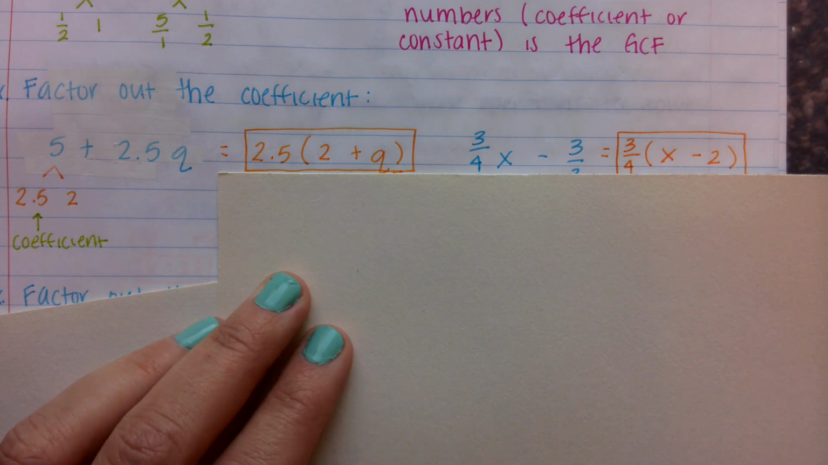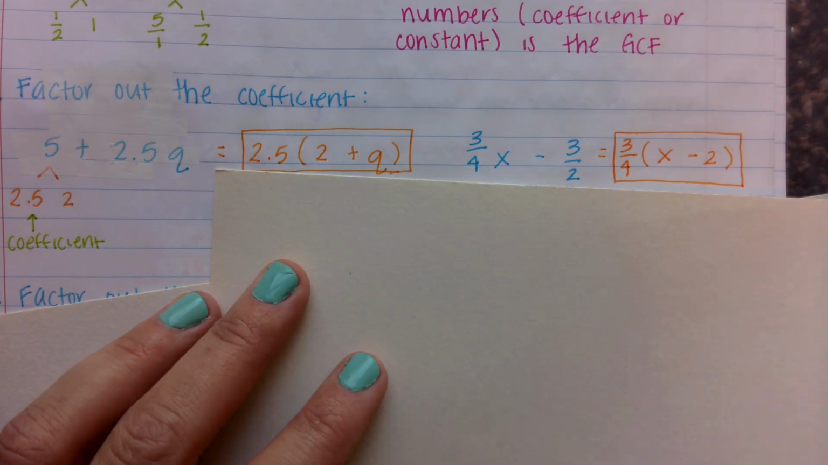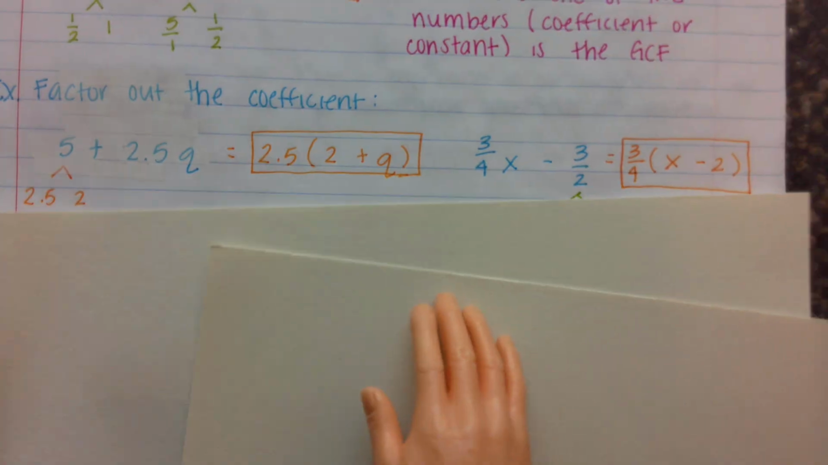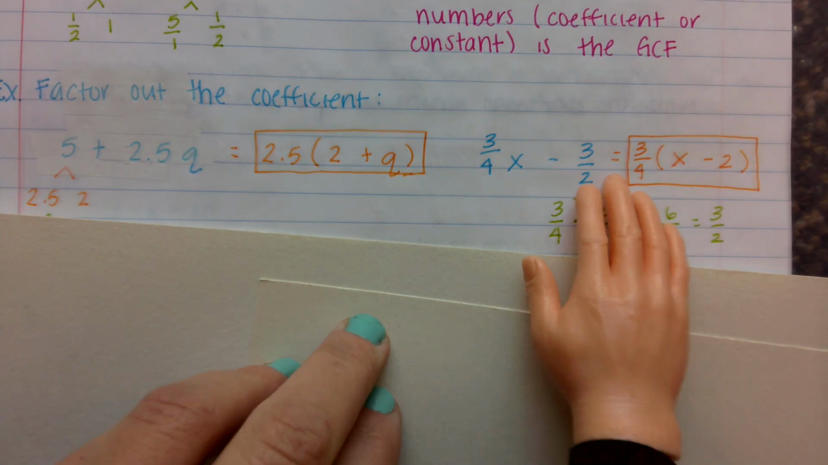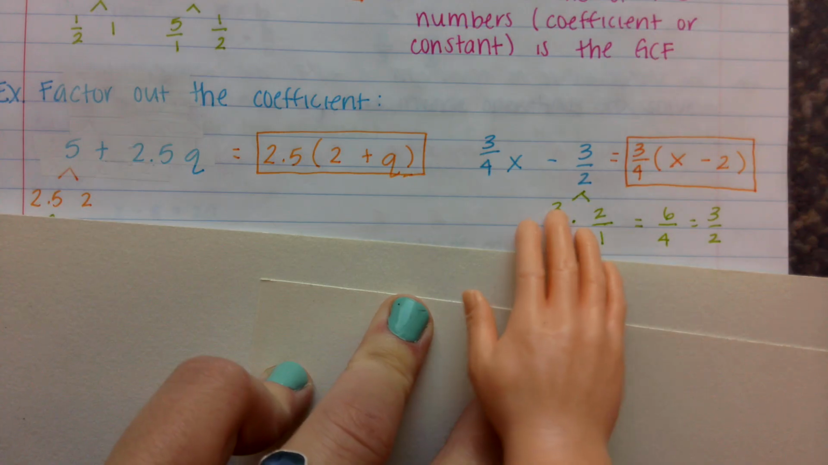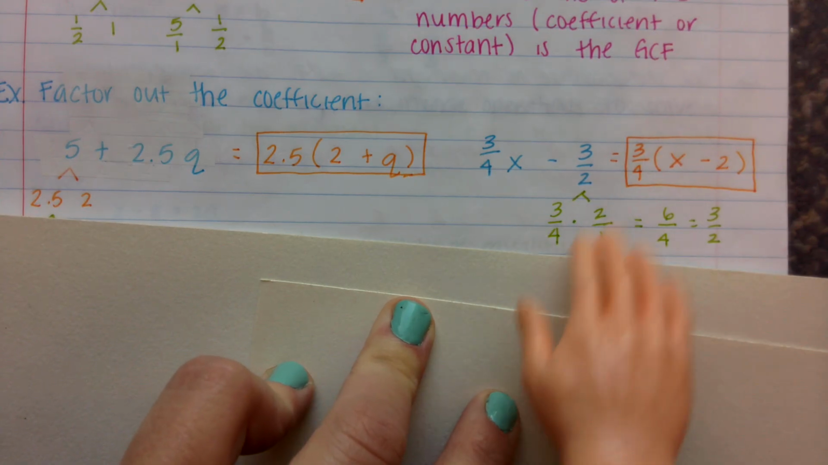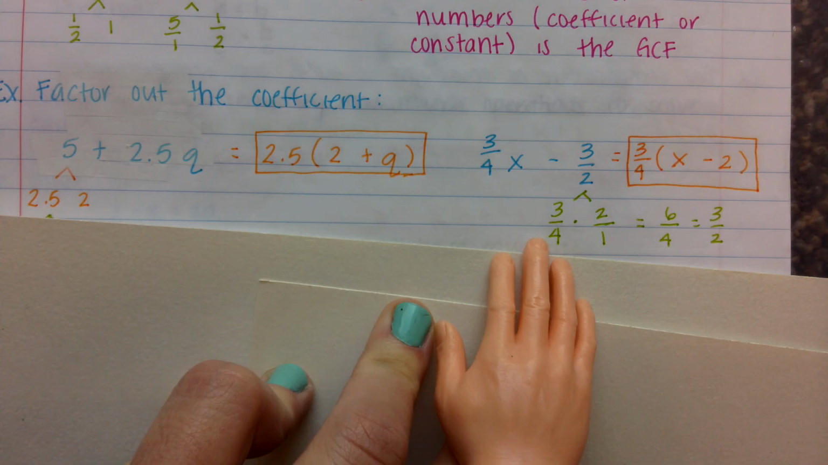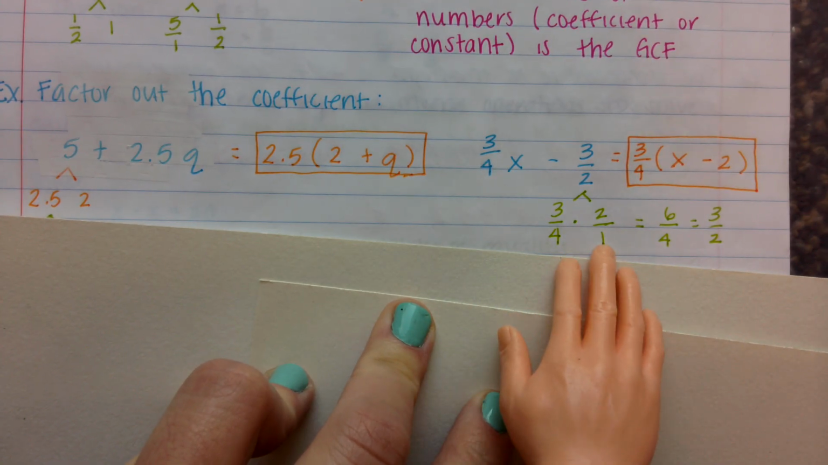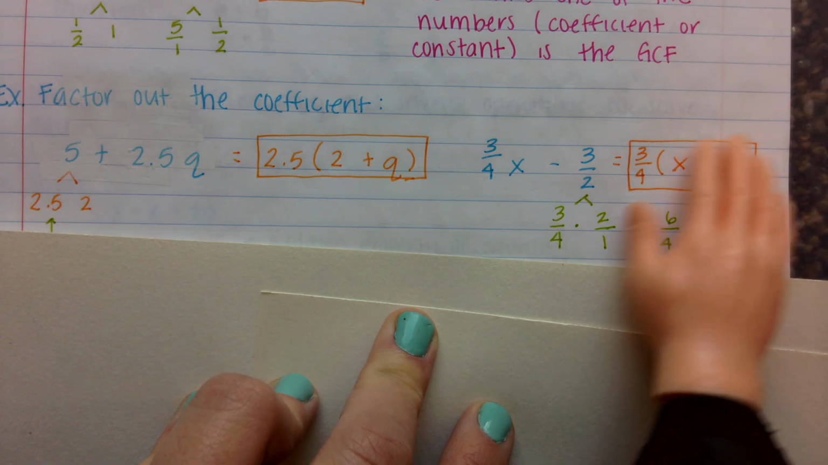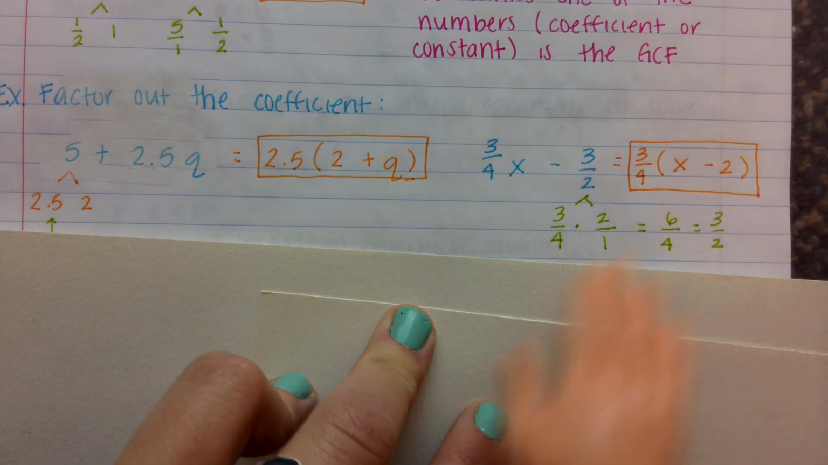Over here we have 3/4 x minus 3 over 2. The coefficient is 3/4. So if I have 3 over 2 and then I take out a 3/4, to get this 2, I would take my number, divide by 3 over 4, and that will give me an answer of 2 to make sure that I have the other number inside parentheses here.